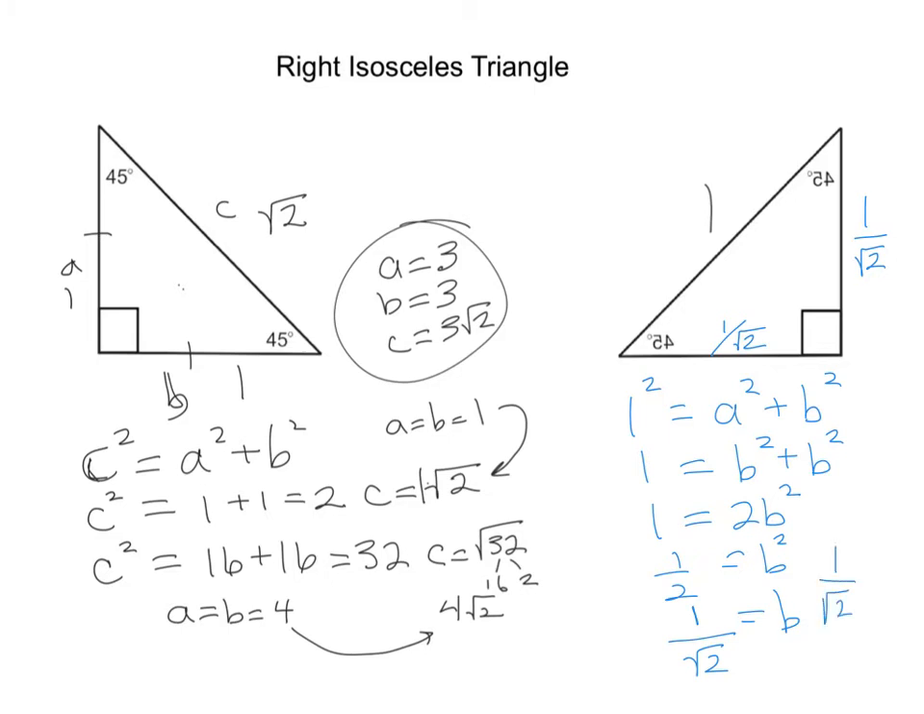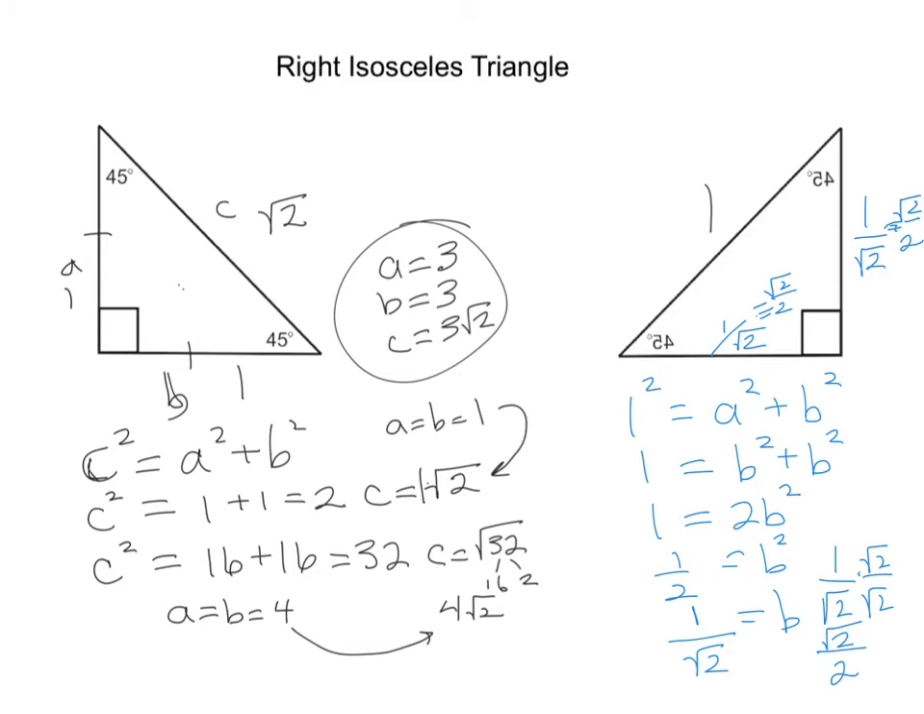So this 1 over square root of 2 would be square root of 2 over the square root of 4, which is 2. So this is the same thing as square root of 2 over 2. Now, here's the deal. Here's my question. Is it always this?